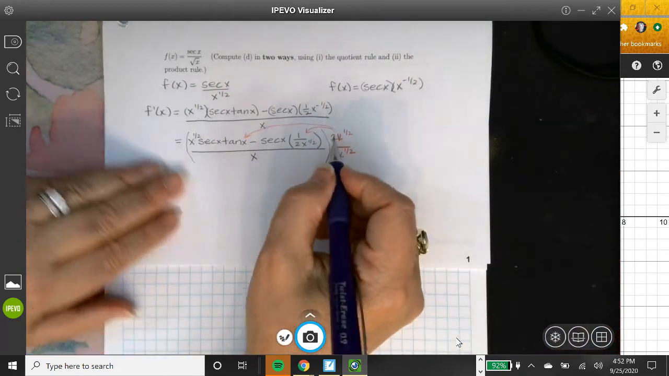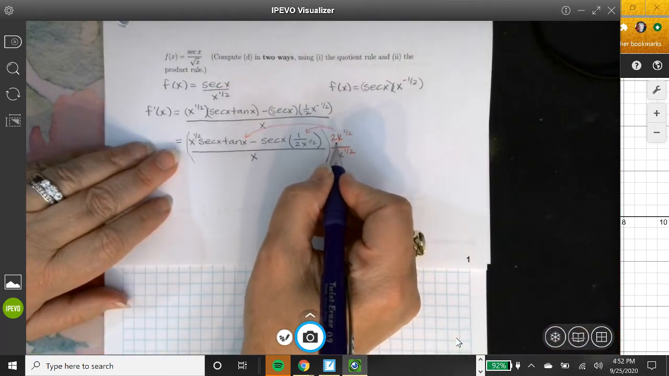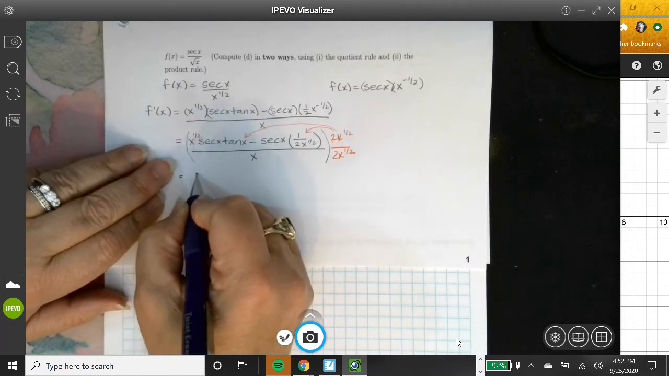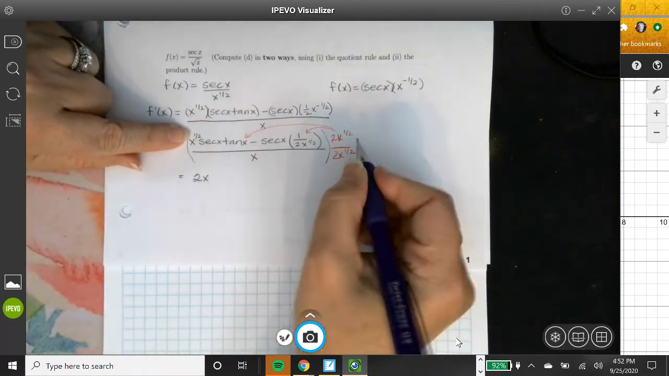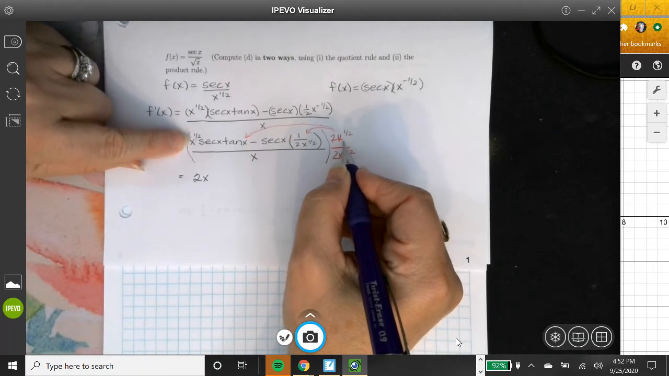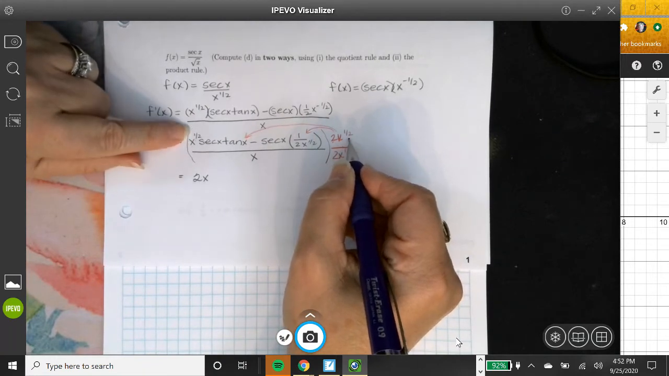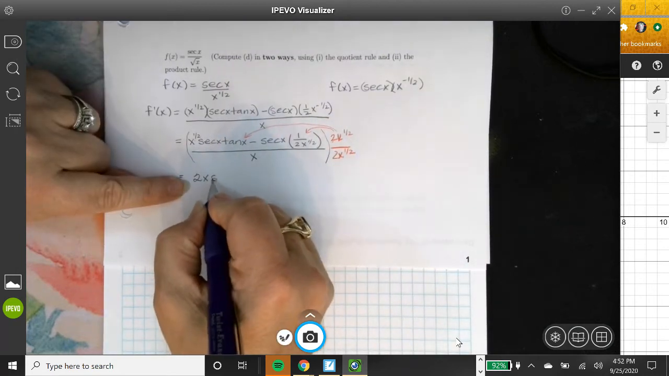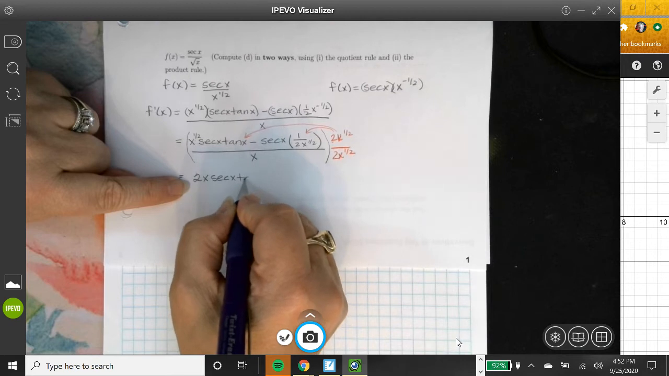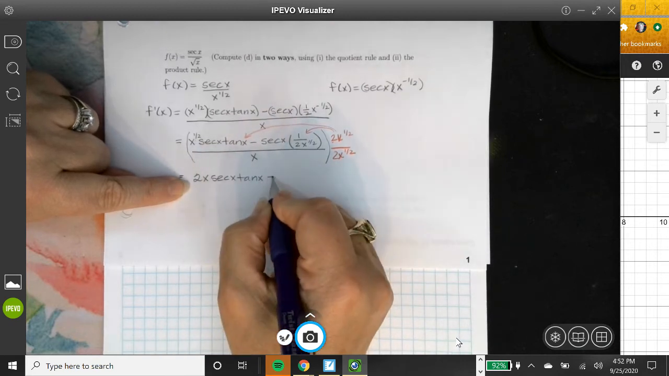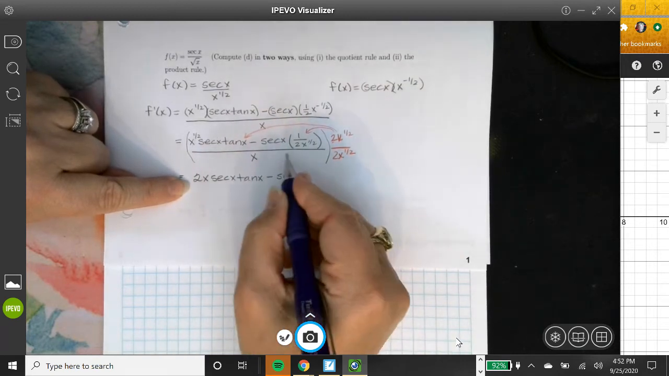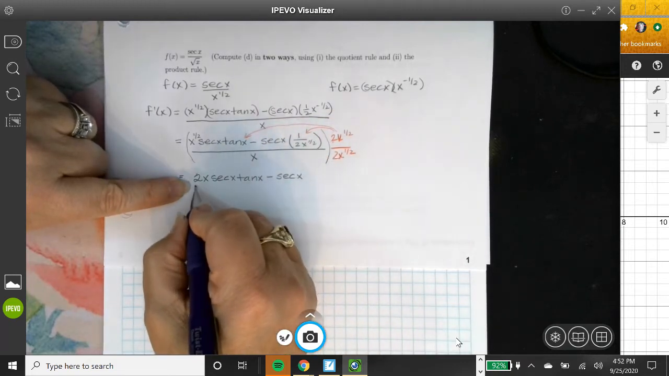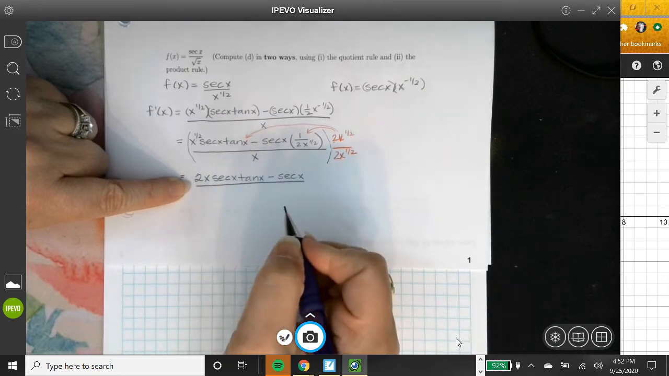So here we go, I'm going to distribute this. 2x to the 1/2 times x to the 1/2 is going to be 2x to the, and I would add 1/2 and 1/2 and get 1, because when you multiply having the same base, you add the exponents. So this is 2x secant x tan x minus just secant x, because this obviously cancels with the denominator here. So I've done my job and eliminated the denominator in the numerator, which is nice.